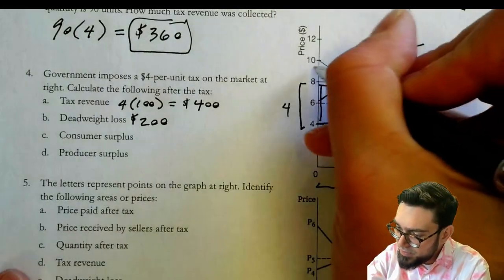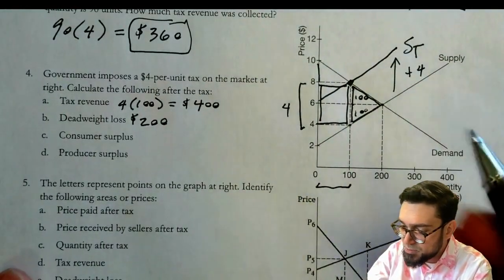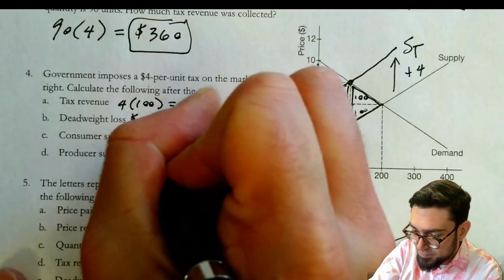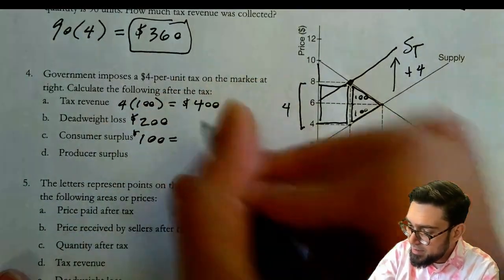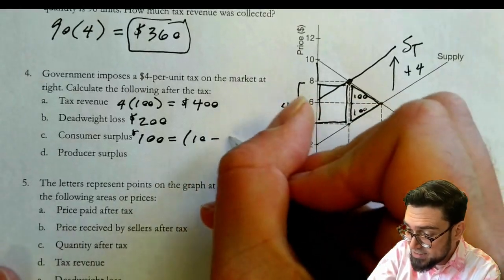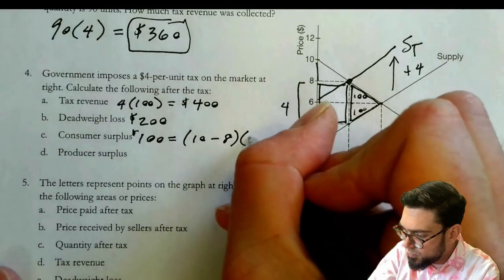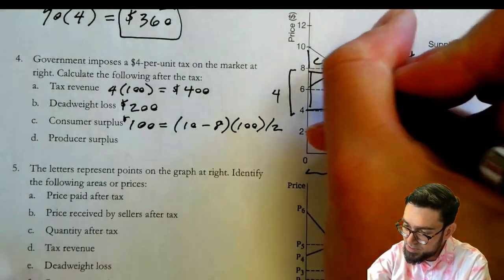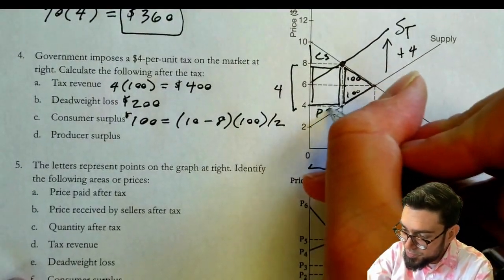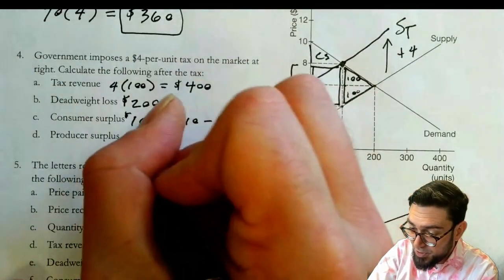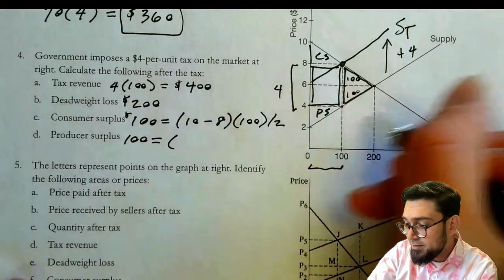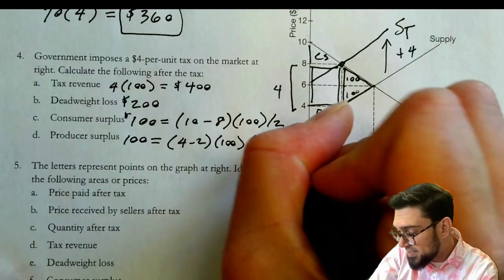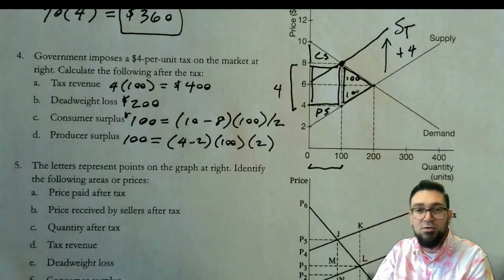Consumer surplus. Well, the height of this triangle is 2, and the base is 100. 2 times 100 divided by 2 is 100. Again, I'm going to actually just write that: 10 minus 8 times 100 divided by 2, because that's this one up here, consumer surplus. And then this one down here, producer surplus, is also going to be 100. But I'm going to write how we got it: 4 minus 2 times the 100 divided by 2. So 2 times 100 divided by 2 is obviously 100.